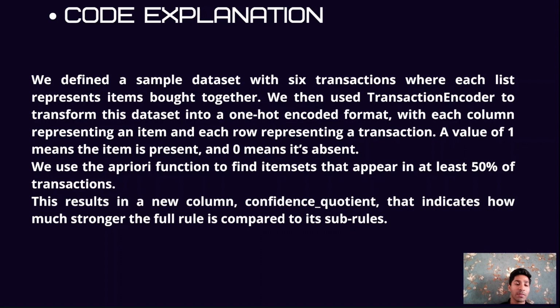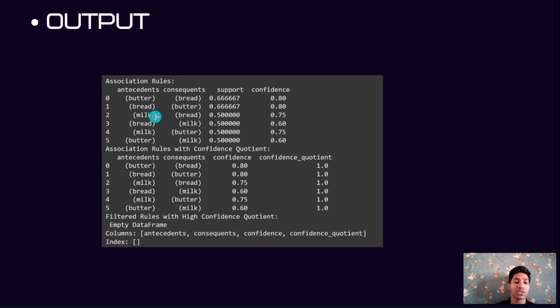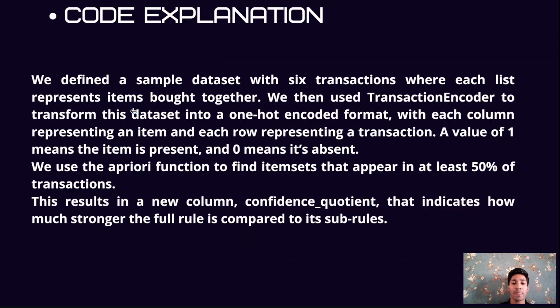And here's the explanation for our previous code. We defined a sample data set with 6 transactions. Here are the 6 transactions, and we represent them brought together. We then use the transaction encoder to transform the data set into a one-hot encoded format, which means that we convert it into an encoded format with each column representing an item and each row representing a transaction. A value of 1 means that item is present and 0 means it's absent. Then we use the Apriori function to find item sets that appear in at least 50% of transactions.